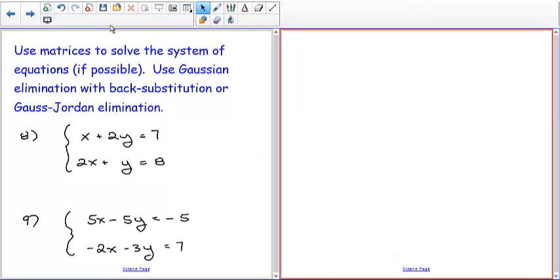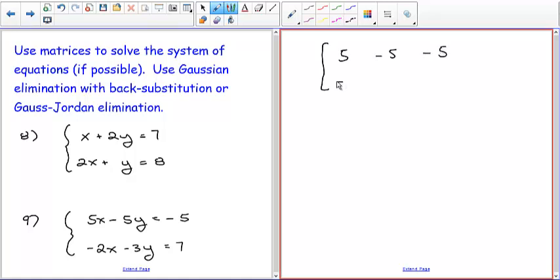Okay, so let's look at the next one. The first thing we do is write the system of linear equations in augmented matrix form, like that. Put a little dot there. Now, the first thing you want to do is to get a 1 here. And we don't have a 1 here. If this was 1, we just switch rows, but neither one of these are 1s.